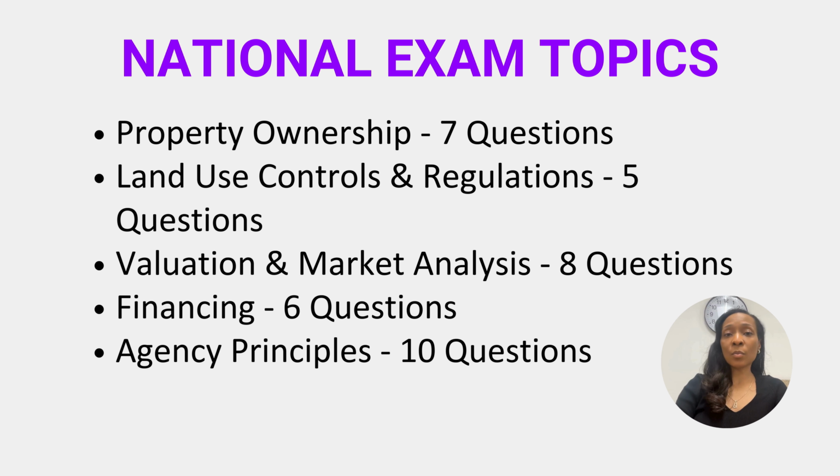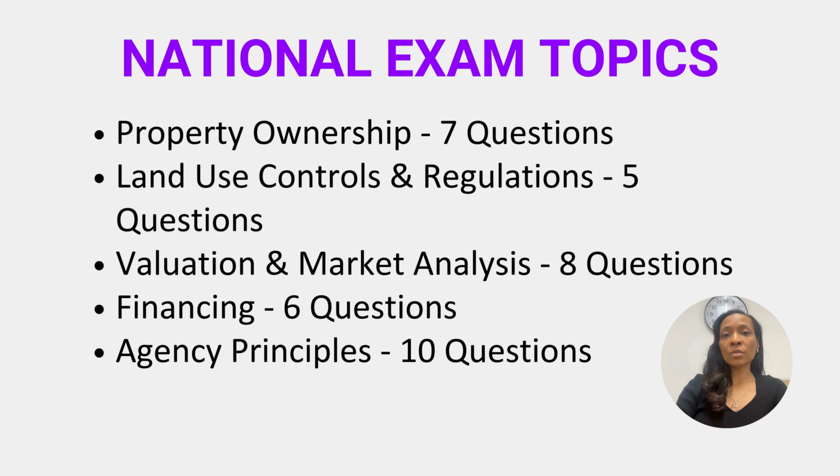Here's what appears on the national portion of the exam and how heavily each topic is tested. Property ownership has 7 questions, which include types of ownership, estates, and forms of title. Then there's land use controls and regulations. There are 5 questions. That includes zoning, building codes, and environmental restrictions. Then there's valuation and market analysis. Those are 8 questions, about appraisals, CMA, and market value versus price. Then there's financing, which is 6 questions, and that's about mortgages, lending types, and loan programs.